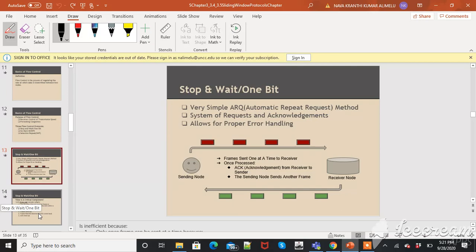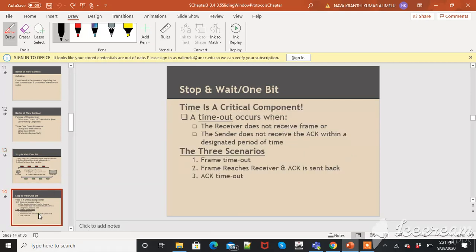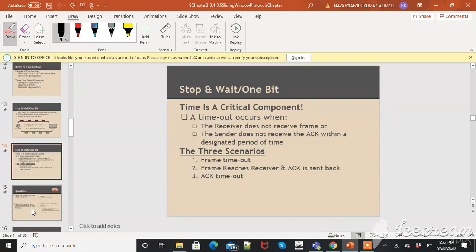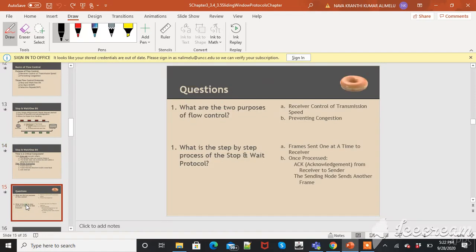And this is basically set up around a timeout. Time is a very critical component, because a timeout can occur if either the frame is lost or the acknowledgement isn't given to the sender within a period of time, and there are three scenarios in which that can occur in the protocol. The frame can reach the receiver, but the acknowledgement isn't sent back, or the acknowledgement arrives after the time limitations. So these are the two questions that are related to flow control.